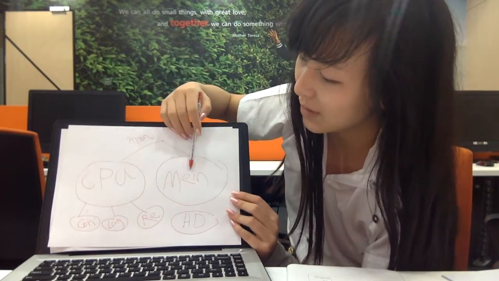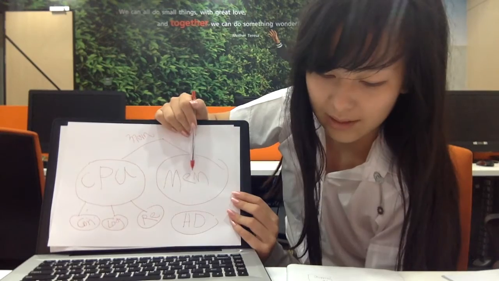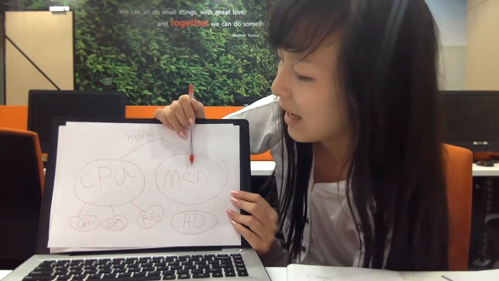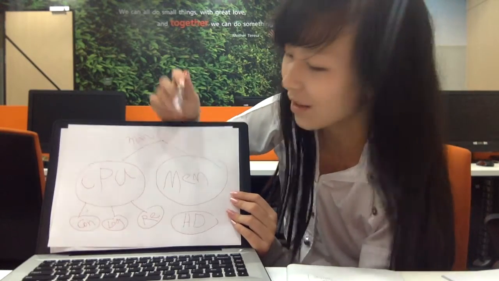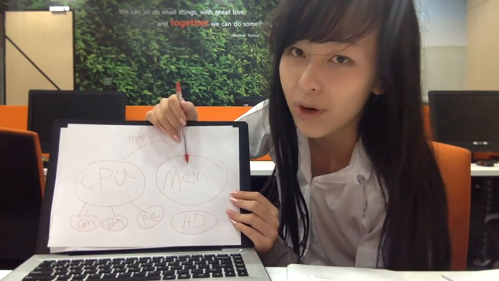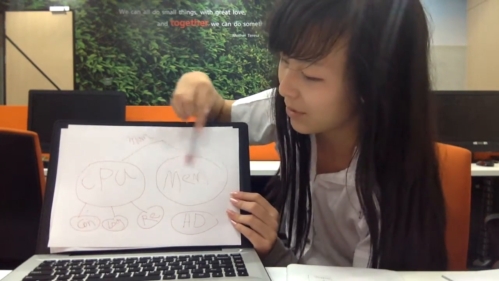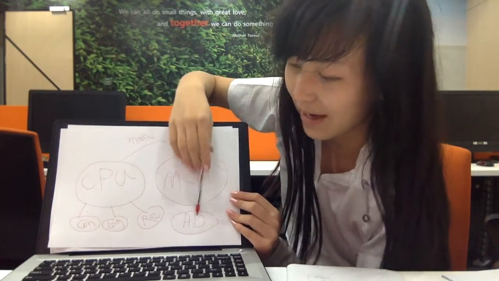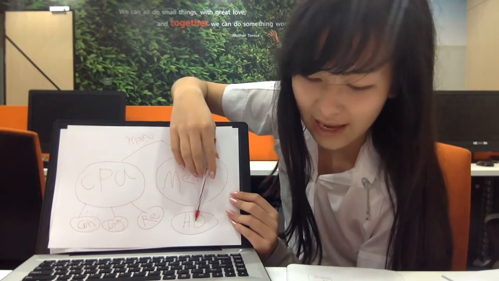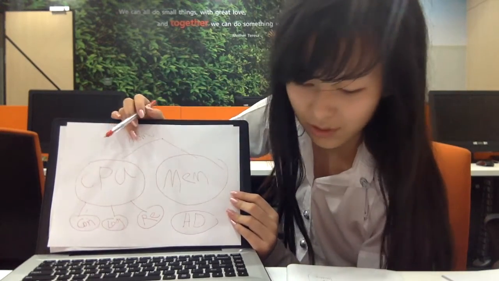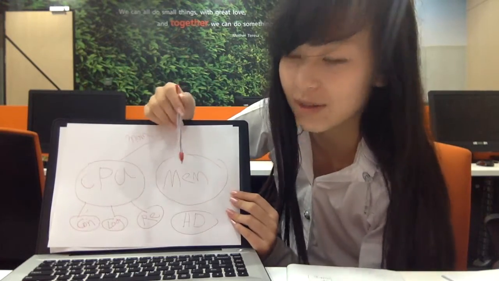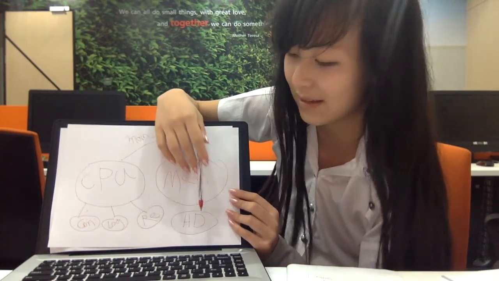As for the memory, it is something that holds the data. The data is stored in memory. That's why we use the memory. And then we have the HD, the hard disk. The hard disk is also used to store documents, files, and data.